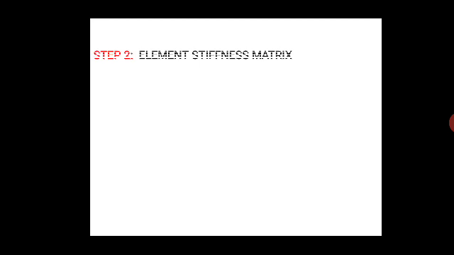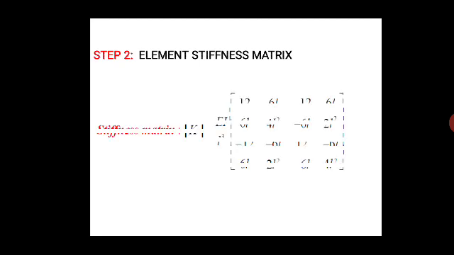Second step, writing the element stiffness matrix for a beam element. The element stiffness matrix can be considered for a single element. Here the stiffness matrix is K equal to EI by L cube, where L is the length of the element, E is the Young's modulus and I is the moment of inertia, into the matrix: 12, 6L, minus 12, 6L; 6L, 4L square, minus 6L, 2L square; minus 12, minus 6L, 12, minus 6L; 6L, 2L square, minus 6L and 4L square. This is your element stiffness matrix for one element.